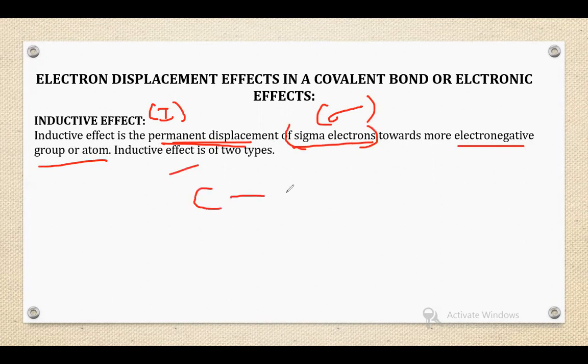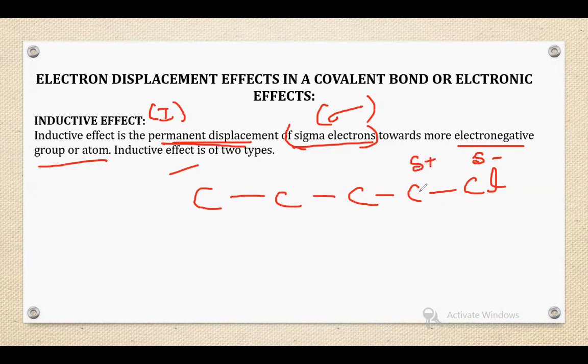Carbon forms bonds with other carbons or with any other groups. For example, carbon can combine with another carbon and form a long chain, which is known as catenation. And if a more electronegative group like a halogen is attached to this carbon, what happens? Chlorine is more electronegative than carbon. So chlorine will have a partial negative charge and carbon will have a partial positive charge.